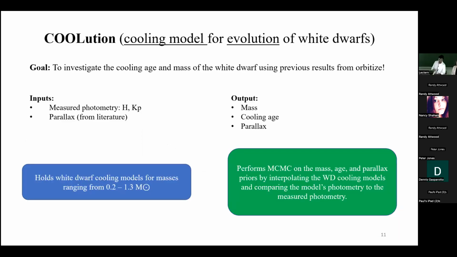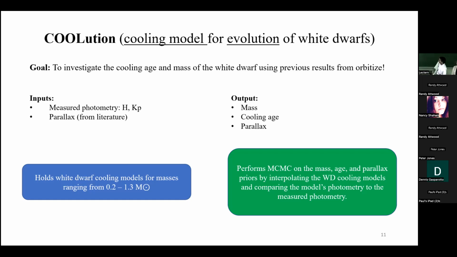we can now input this into a package we made called Colution. Colution is our cooling model package that essentially investigates the cooling age and the mass of a potential white dwarf using white dwarf cooling models. Our goal was to find the cooling age and the mass using our results from Orbitize, which is what we did before to get our system dynamics.